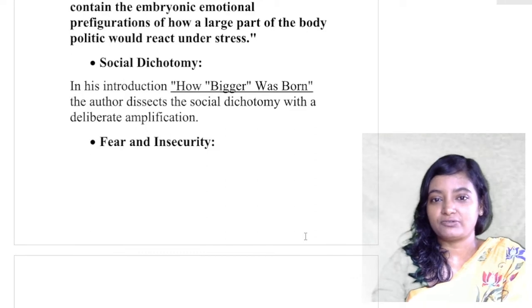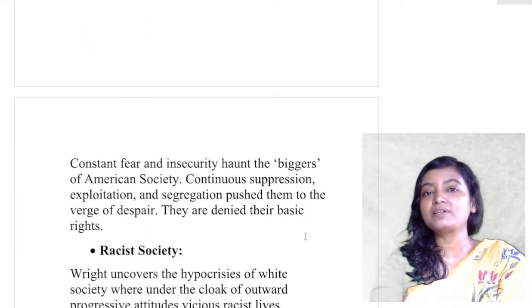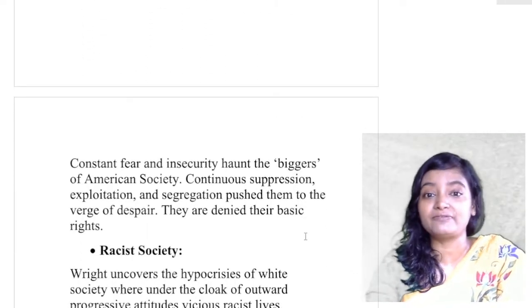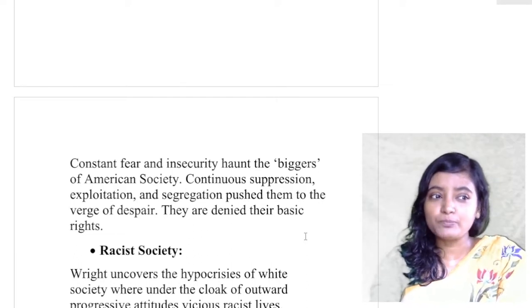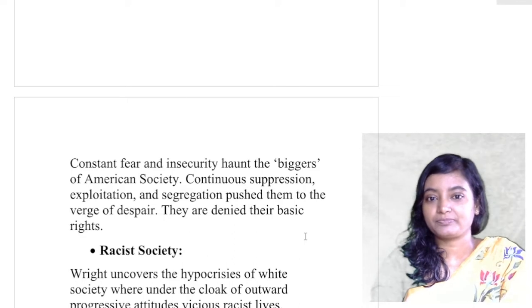Fear and insecurity. That is inherent in Bigger's character. He is always haunted by fear, and it is his indomitable fear that pushed him to kill Mary.